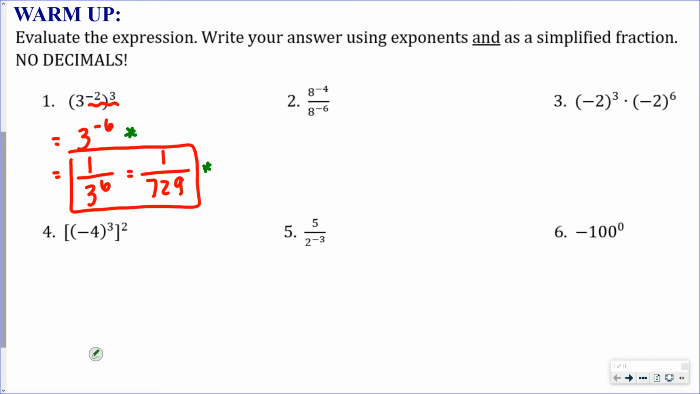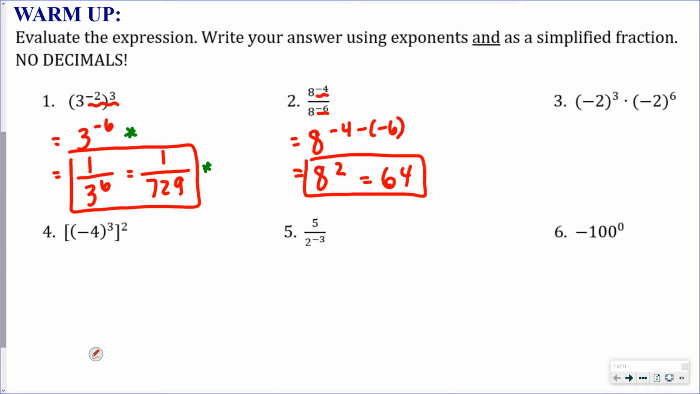If I have this base of 8, a common base, and a numerator and denominator of 8 to the negative 4 divided by 8 to the negative 6. Do you remember our rule for what we do with the powers in this case? Subtract them. Good, if you remember that. So negative 4 minus negative 6 ends up being positive 2. So technically that's the same as 8 squared, which is 64. So there it's written as an exponent. This is the simplified version, 8 squared, which is 64.